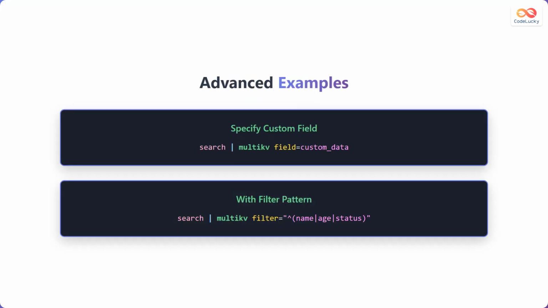For more advanced use cases, multikv offers additional options. The first example shows how to specify a custom field using the field parameter. Instead of processing the default raw field, you can tell multikv to process a specific field called custom_data. The second example demonstrates using the filter parameter with a regular expression. The filter pattern, parenthesis name pipe age pipe status parenthesis, tells multikv to only extract key-value pairs where the key matches name, age, or status, ignoring other keys that might be present in the data.